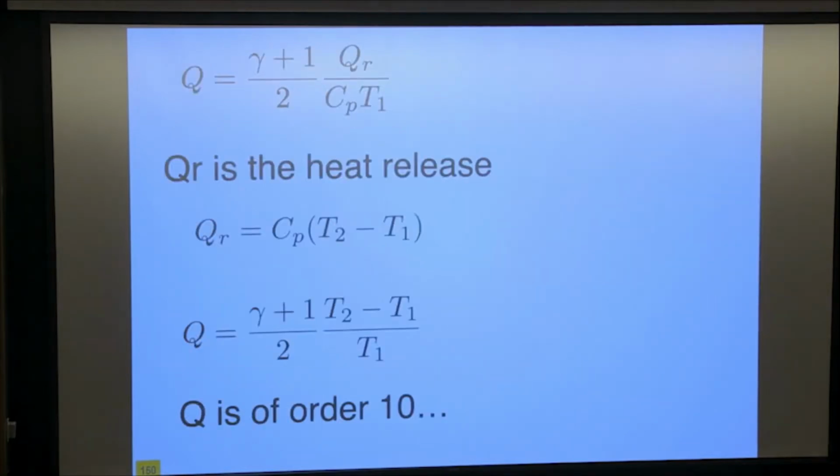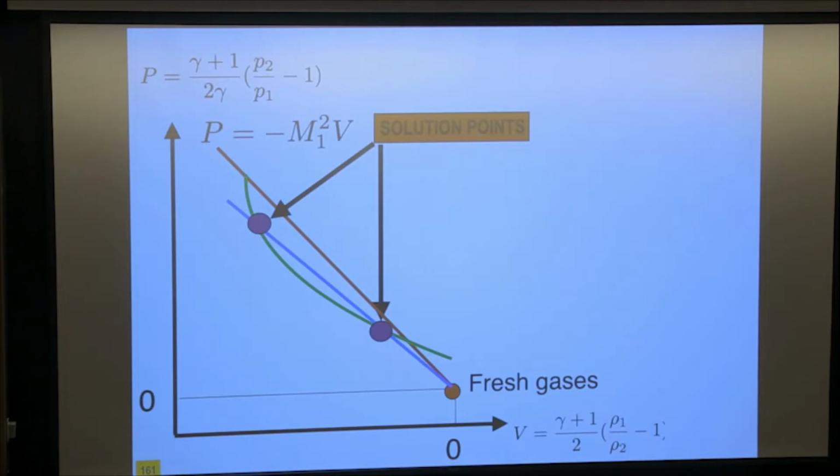By the way, if you look at Q, and you put reasonable numbers for QR, CP, and T1, you find that Q is a big number, at least 10 or something like this. So we're going to use that later to simplify a little bit the results. So now you see that you have two solutions, which depend on the Mach number M1. The slope of this curve is controlled by M1.